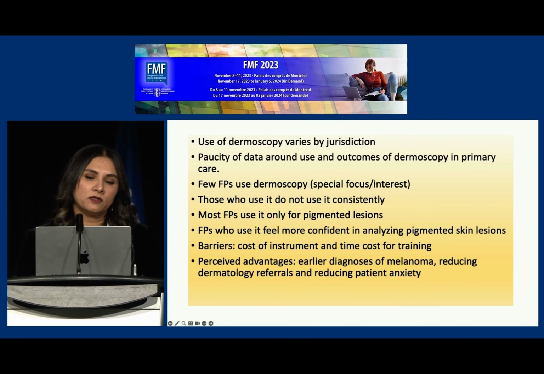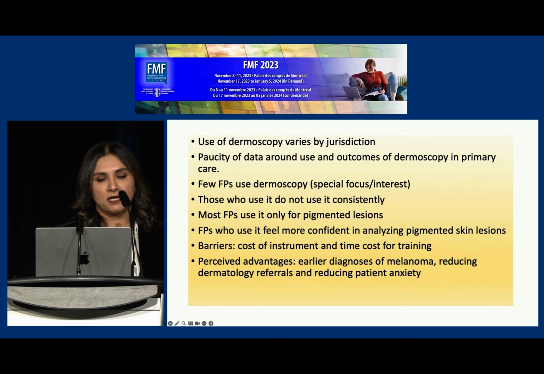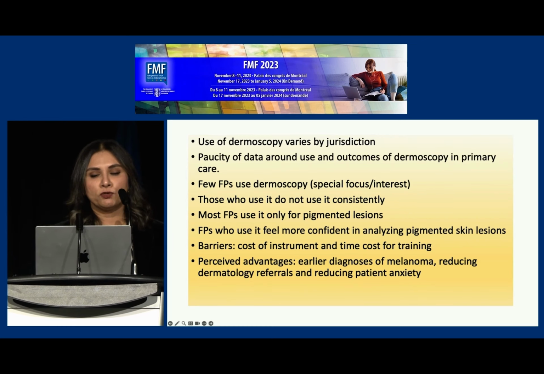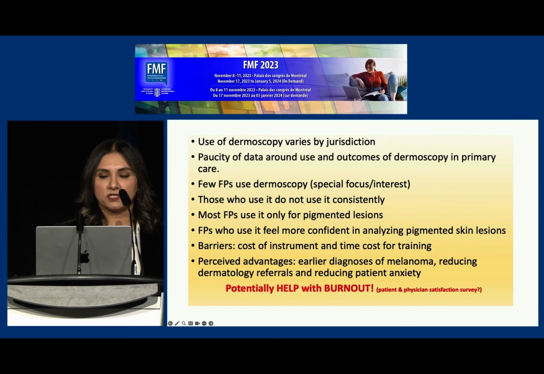The outcomes, or the more data from this scoping review, show that the use of dermoscopy varies by jurisdiction. We don't have enough data. Obviously, it's a newer skill. Few family physicians use it, and those that use it tend to have a special focus or interest in dermatology. And those who do use it don't use it consistently, and the majority of the time it's used for pigmented lesions. The family physicians who do use it are more confident in analyzing these pigmented lesions, and the barriers obviously are cost, both time and financial.